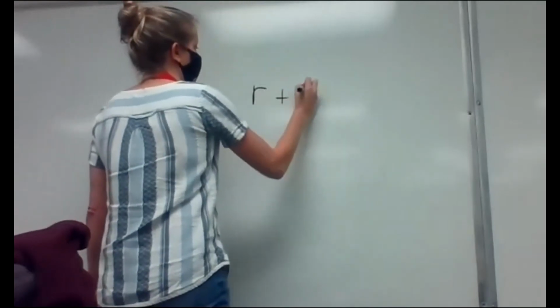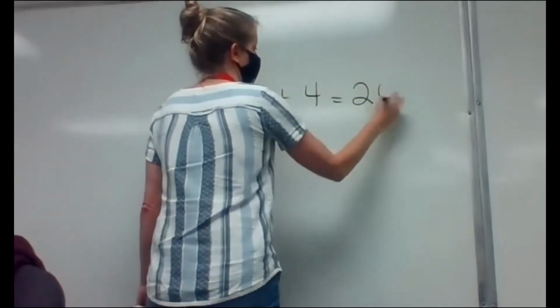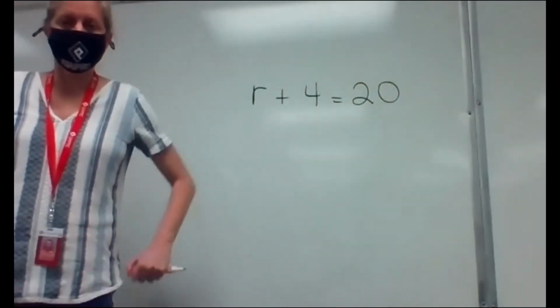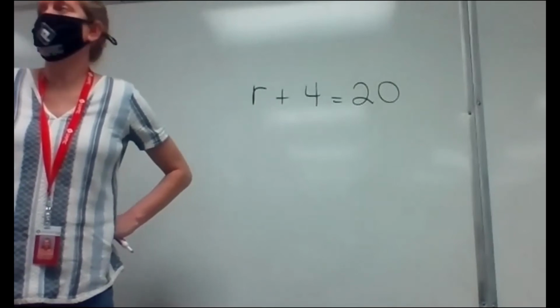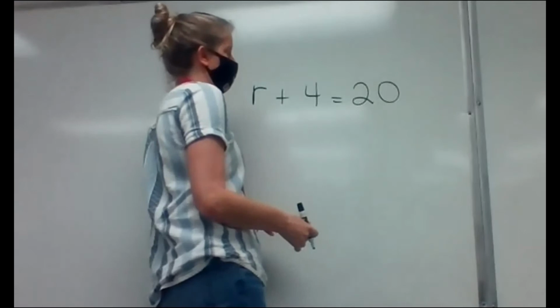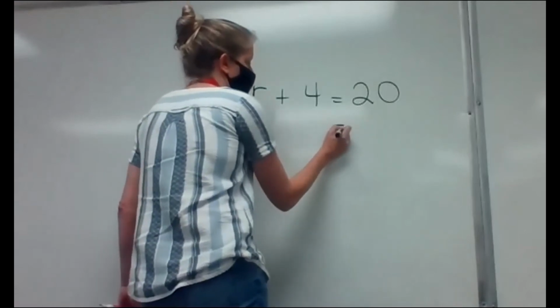All right, number 4, r plus 4 equals 20. Same thing. This time we're using the r. It's over here on the left, which is kind of like how we like to see it. I'm going to bring down my equal symbol.